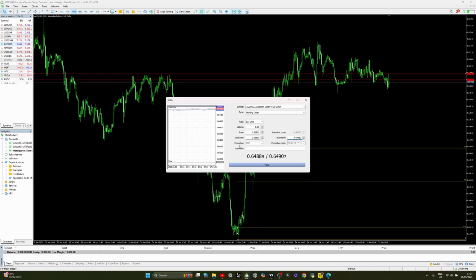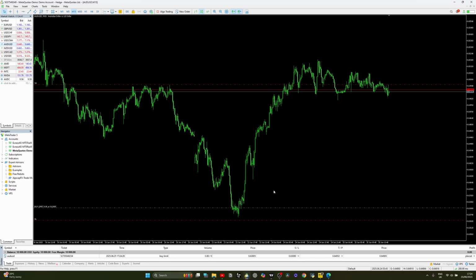And then expiration, when you see GTC, it means good till cancellation. So my trade will be good until I cancel it. So if I do not cancel it, even if it takes 3 days to play, that is fine. I'm going to wait. And then what do you do? You press here, place.